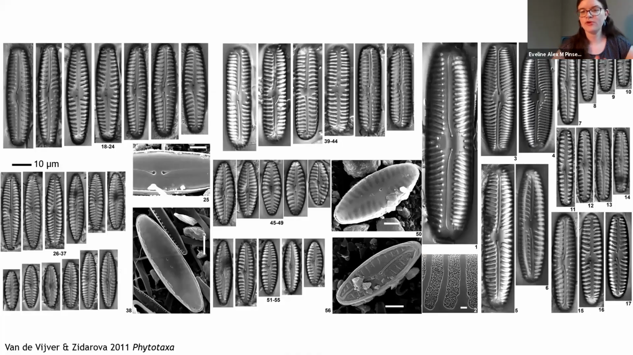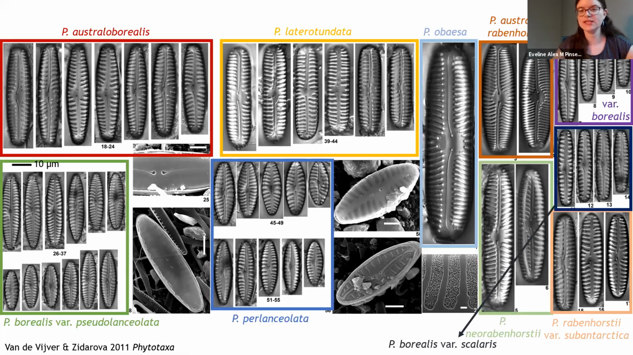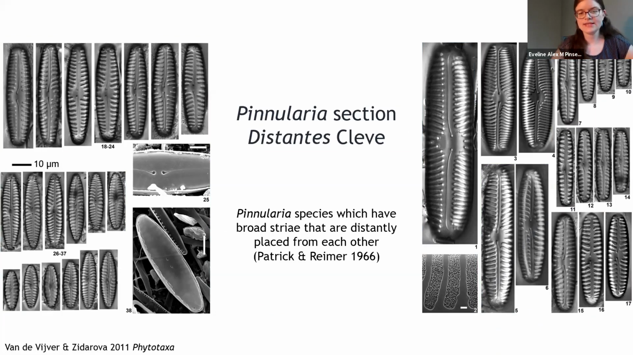Now, I just want to show you some of the morphological variability that we can see. So these are all pictures of Pinnularia borealis and Pinnularia neorabenhorsti valves from the maritime Antarctic region. And if I just indicate where the species boundaries are, you can clearly see that there are differences between species regarding mostly valve outline and cell size. But some of these species are pretty similar. For example, variety borealis and variety scalaris, these 2 taxa are very morphologically similar. But what they all have in common is that they have these very broad striae that are distantly placed from one another. And this is a unique characteristic for all of these diatoms, which are morphologically relatively similar.